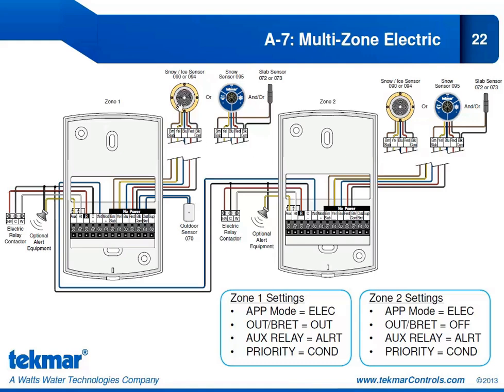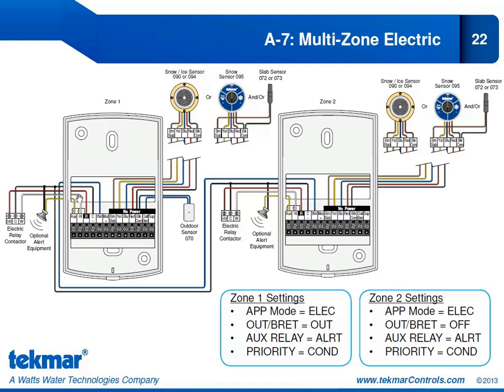We have the snow ice sensor 090 or 094. We have our snow sensor 095 together with the slab sensor 072 or 073, and the third option would be just the slab sensor on its own. Looking at the bottom left-hand side, you can see we have our 24 volts from the electric relay contactor coming into our R on the 654. Likewise, the C is also coming into the C on the 654.